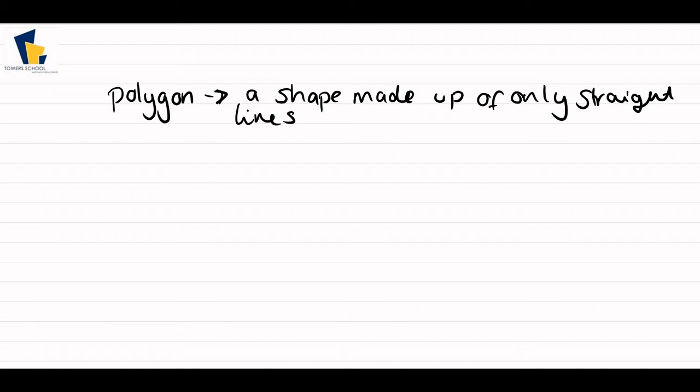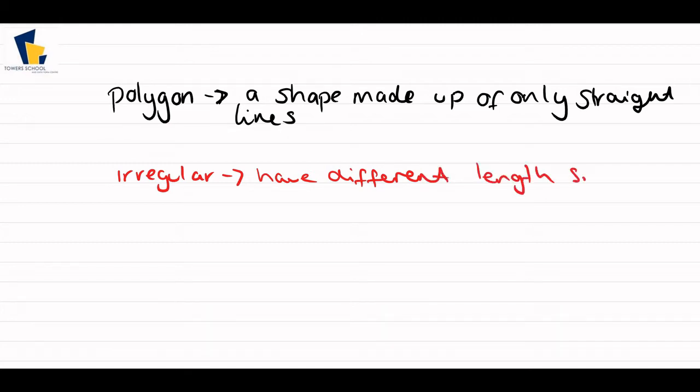There are two types of polygon. The first is irregular polygons, and an irregular polygon is where the shapes have different length sides and different angles. This means that all the sides are different lengths, or one may be different, and all the angles aren't the same size.